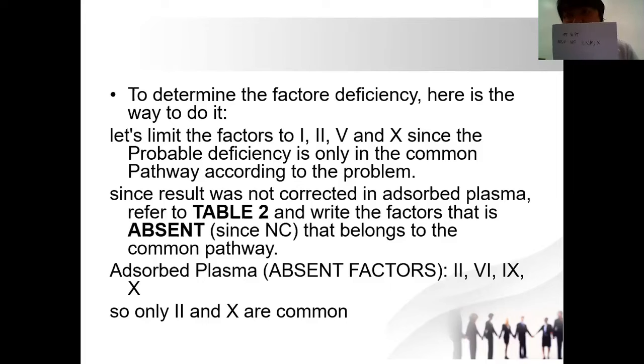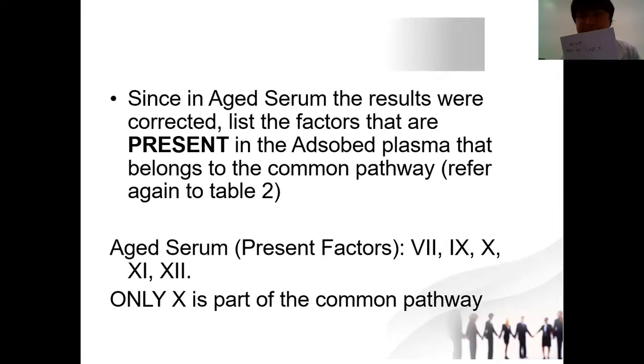They are not corrected. And then, since in the age serum it was corrected, list the factors that are present in the age serum that belong to the common pathway. So in the age serum, what are the present factors? We have 7, 9, 10, 11, and 12.